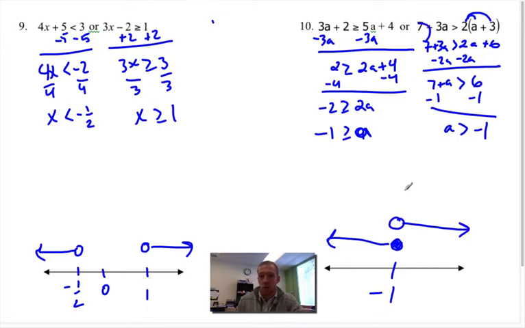Since it's an OR problem where one or the other of these needs to be true, all the numbers under this and all the numbers under this work, so this is an all real numbers problem. Because every number on the number line would be true for this or that.